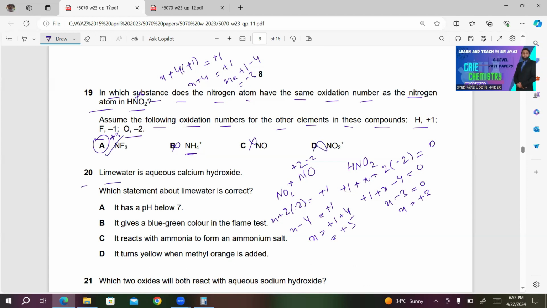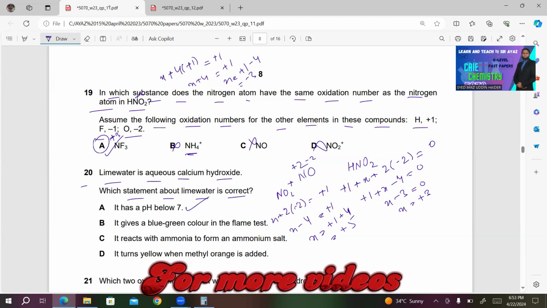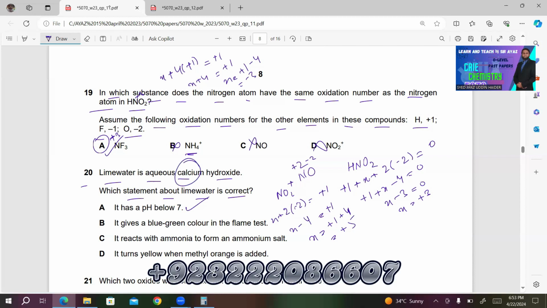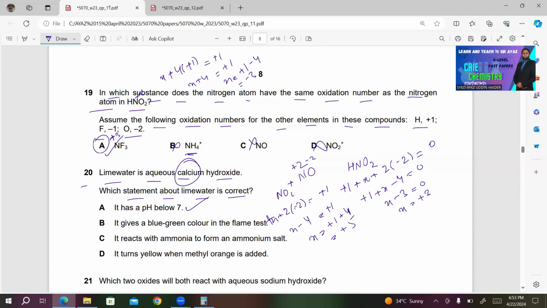Number 20, lime water is aqueous calcium hydroxide. Which statement about lime water is correct? It has a pH below 7. This is wrong. This is not acid solution. Acid solution will have pH below 7. B, it gives a blue-green color in the flame test. So we can't get blue-green color for the calcium ion in the flame test. This is also incorrect. So it must be having orange color in the flame test.